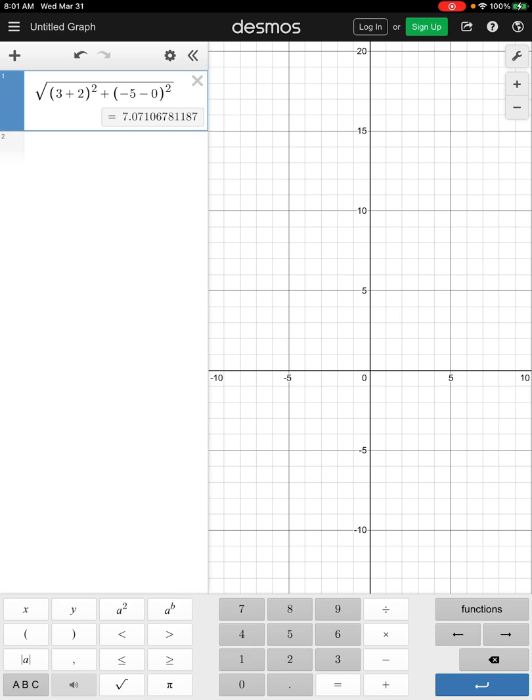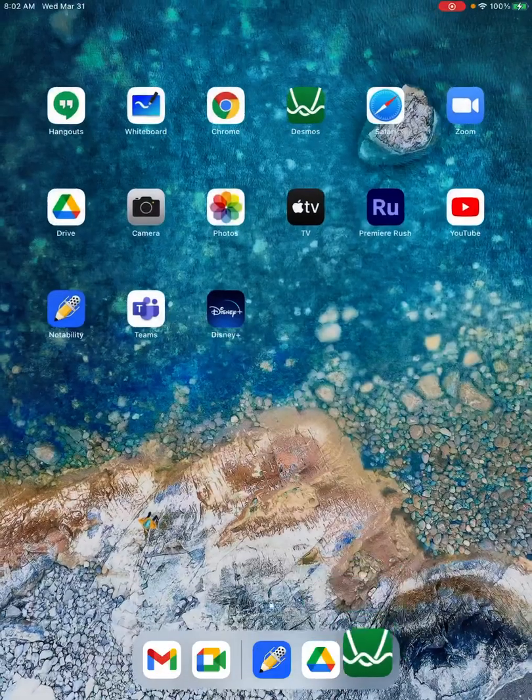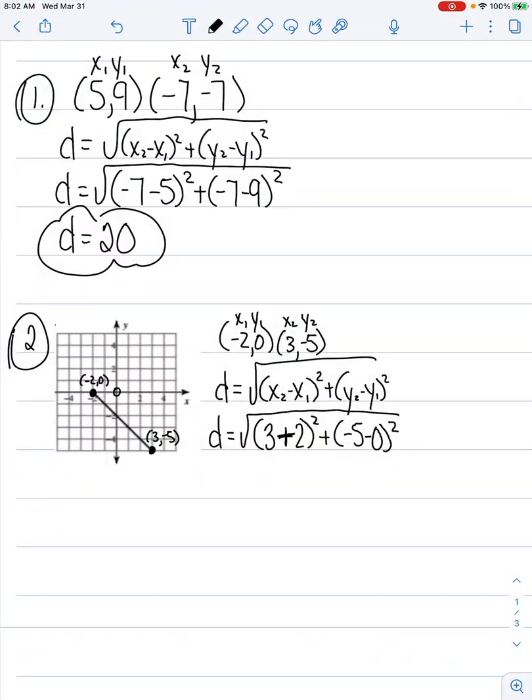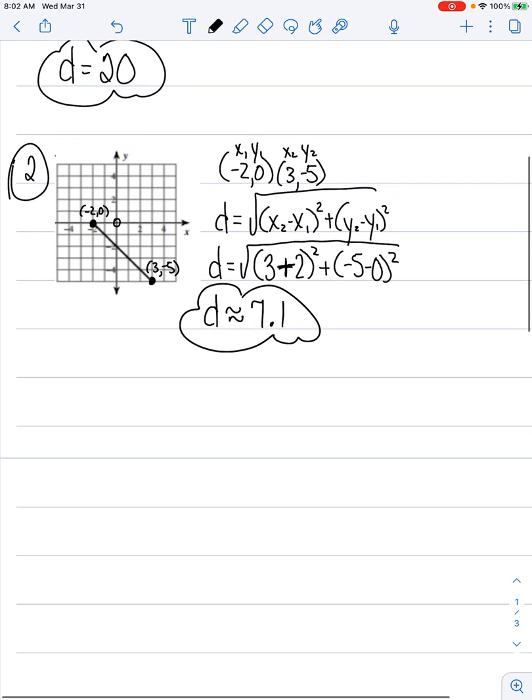So let's talk about this. If I wanted you to round to the nearest tenth, one number after the decimal, it'd be 7.1. If I wanted you to round it to the nearest hundredth, it'd be 7.07. I want you to be careful with your rounding in this lesson. So let's round to the nearest tenth. So 7.0, but the number after it is 7. So the distance between these is about 7.1 units. So that's how you find the distance between 2 points.